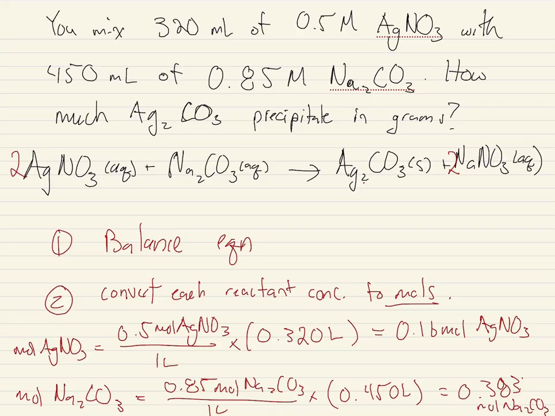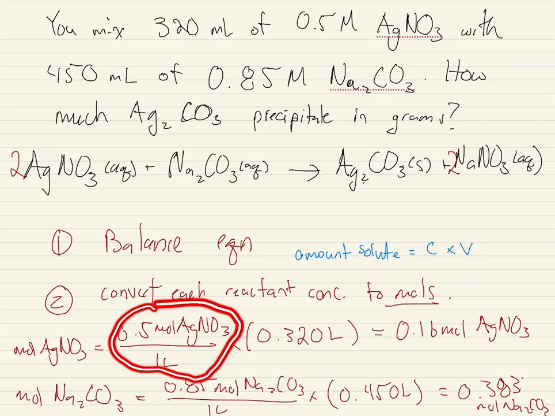The relationship that we use for this is that the amount of solute in moles, grams, whatever our value of concentration is, is the concentration times the volume, right? Our concentration of silver nitrate is 0.5 molar silver nitrate for that reactant, right? The volume was what? 320 milliliters, which is 0.320 liters, right?